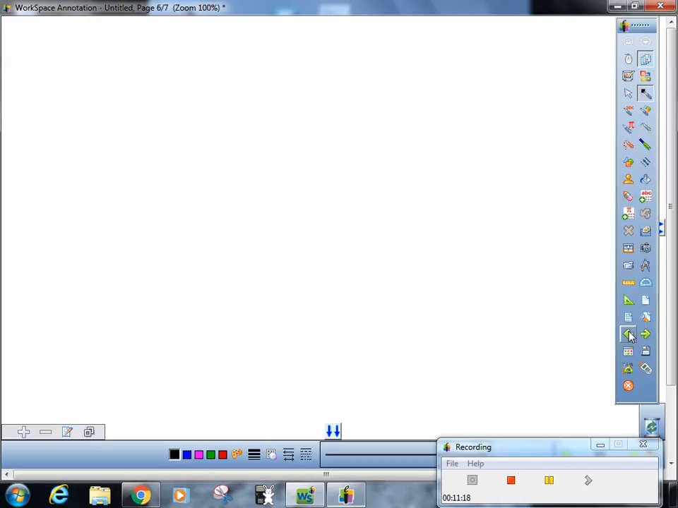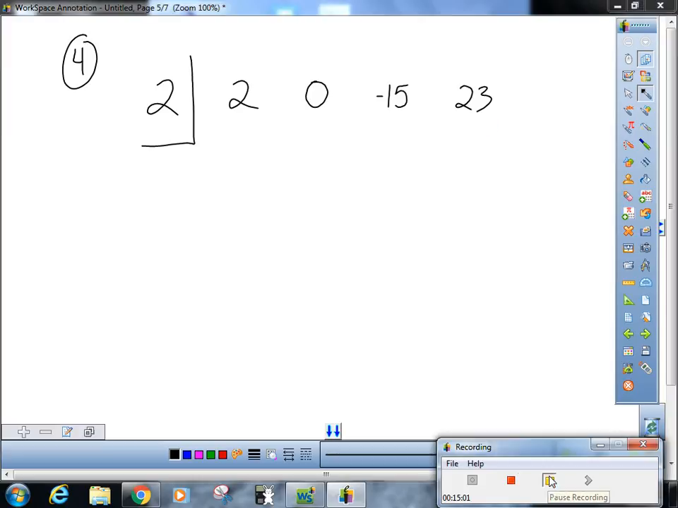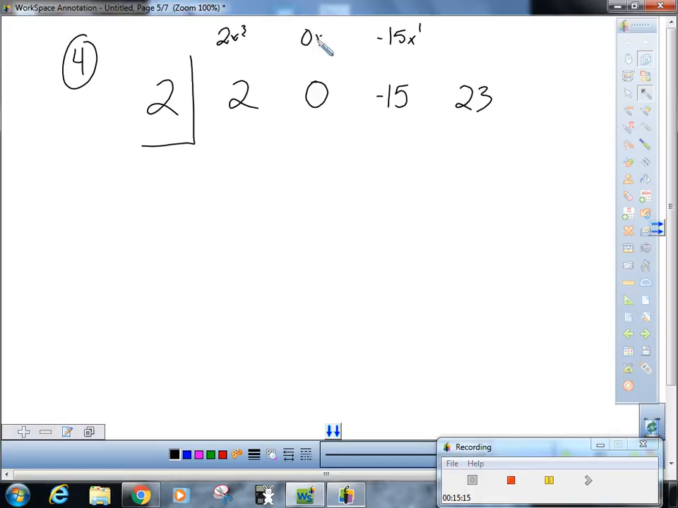Okay, so 2, 0, negative 15, and 23? The question was, where does the 0 go? And the answer is, it goes wherever we are missing a term. So notice we have a 2x cubed and a negative 15x to the first, so the 0 must be with the x squared. There might be some problems where you got to put in 2 zeros.